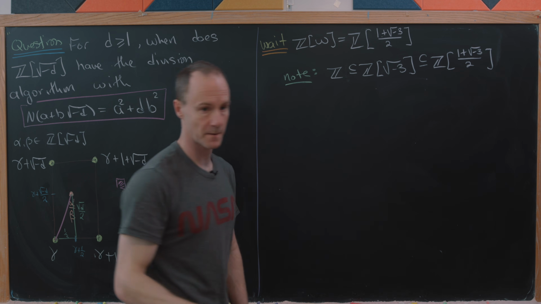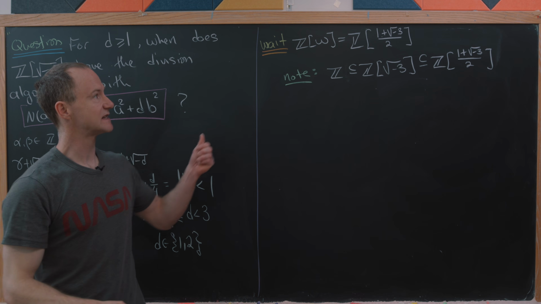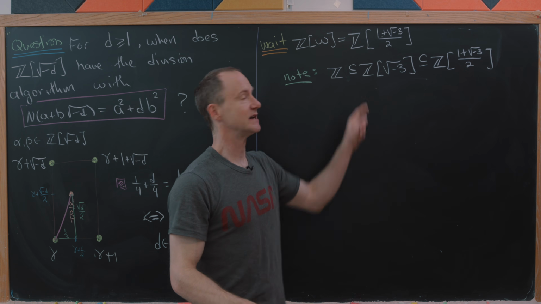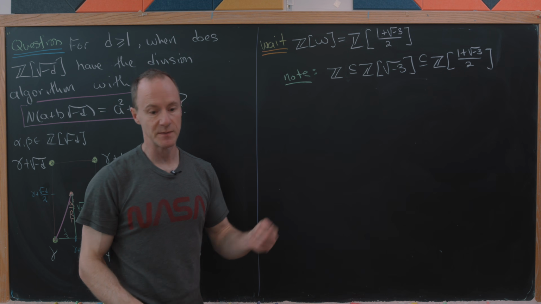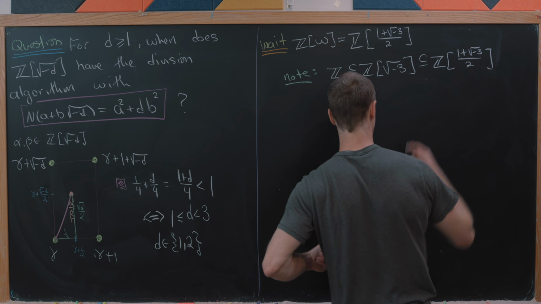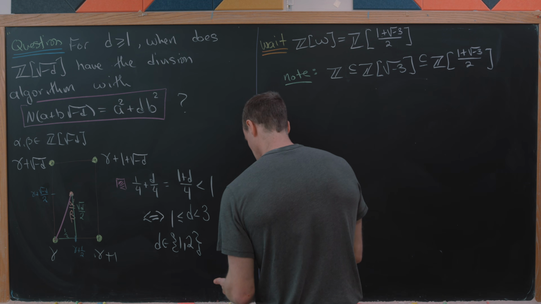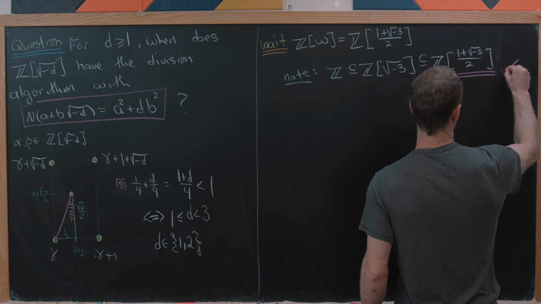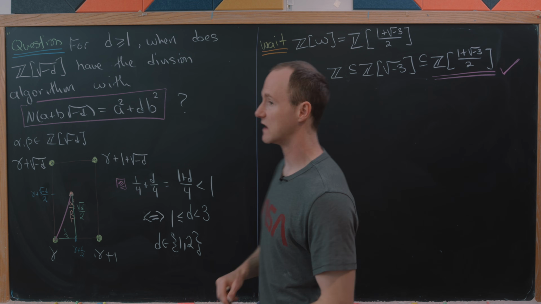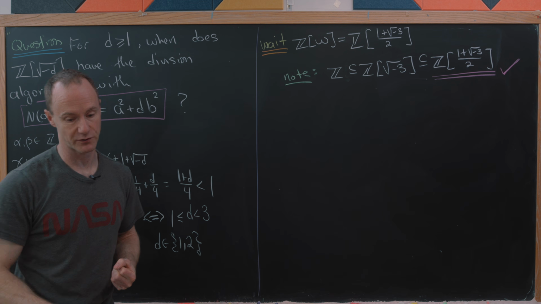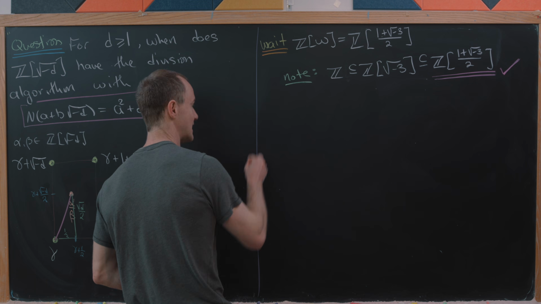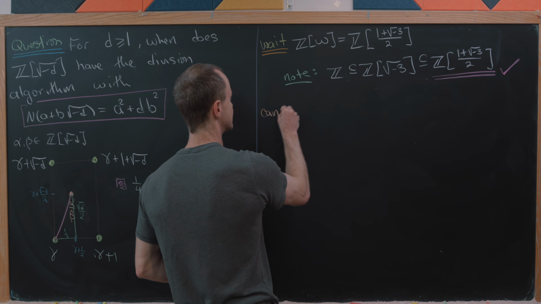Z adjoin (1 plus the square root of minus 3) over 2. And so in the case of the Eisenstein integers, we were able to not just stop at Z adjoin the square root of minus 3, but actually extend it a little bit further to land in a location, this set right here, aka the Eisenstein integers, where we in fact did have division with remainder. So the question that we have now is, can we always do this?